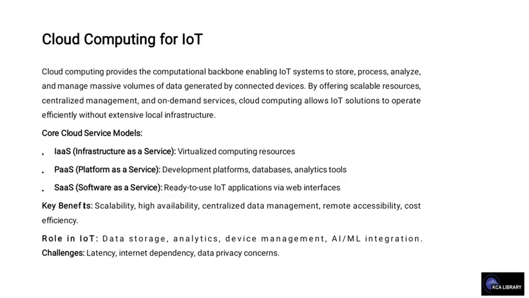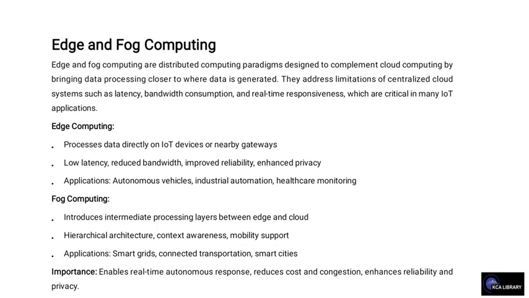Infrastructure as a Service is a virtualized computing resource, Platform as a Service is a development platform, database, and analytics tools, and Software as a Service is a ready-to-use Internet of Things application via a web interface. Just like we said, it has its benefits, and its role in Internet of Things includes data storage, analytics, device management, and artificial intelligence and machine learning integration. It also has its challenges, as has been said.